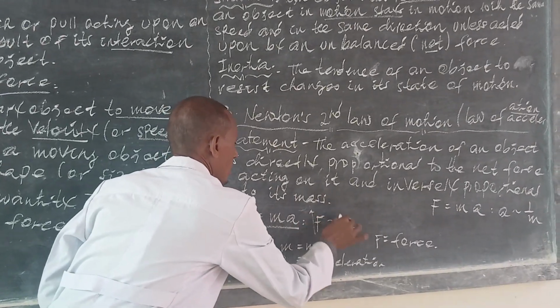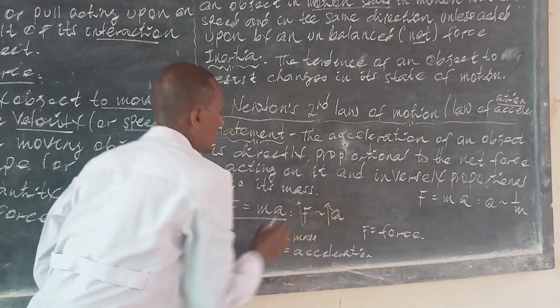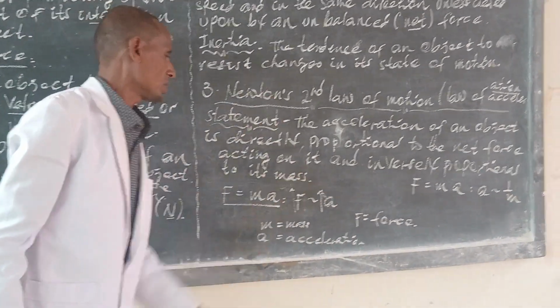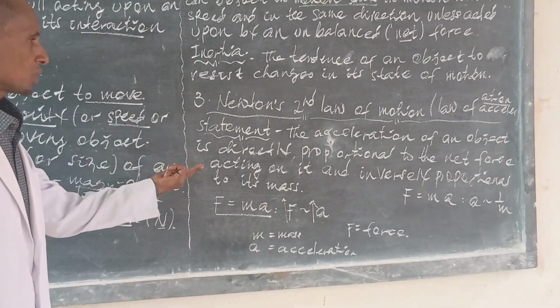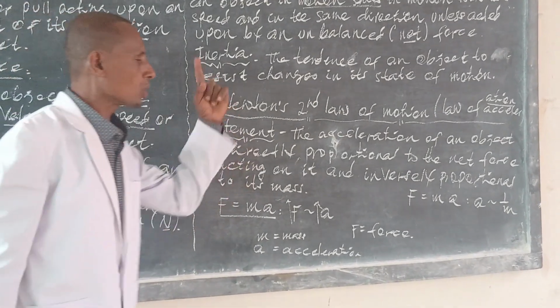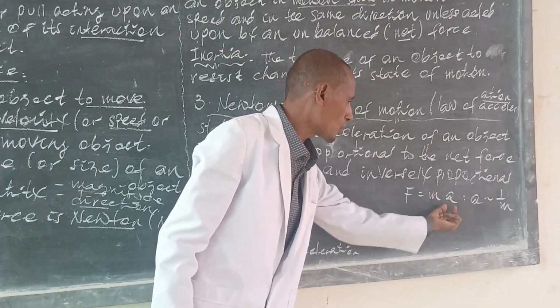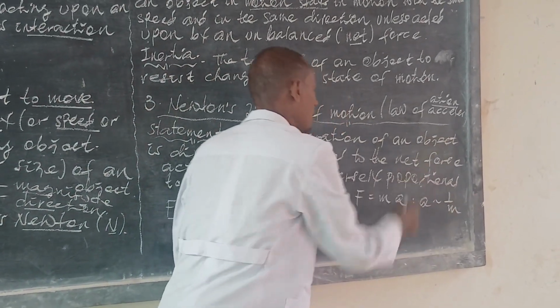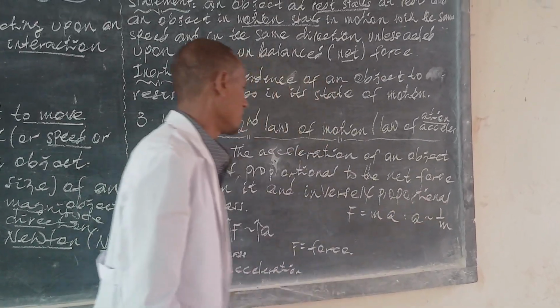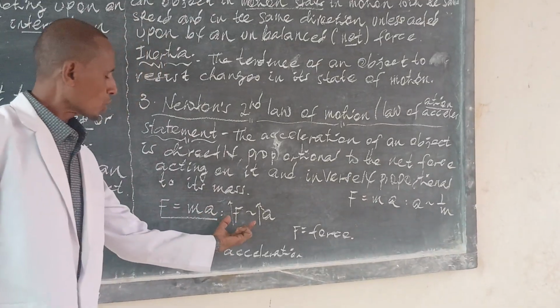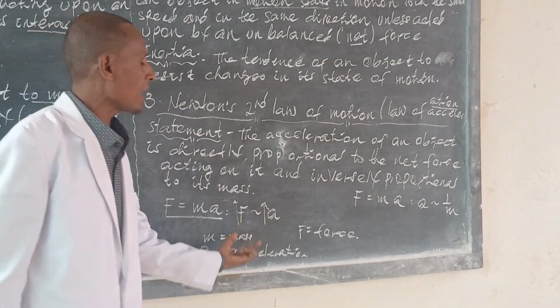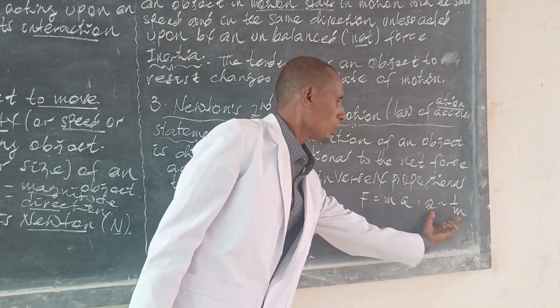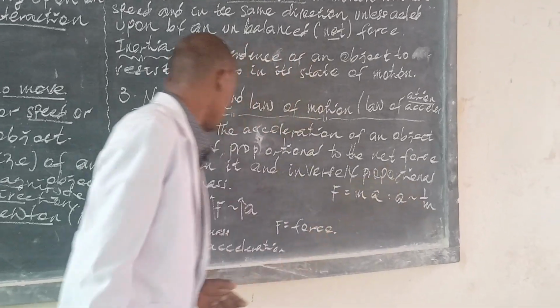It's just like this one. For a constant mass, when mass is increased, acceleration decreases. The reverse of this one: for a constant force, when the mass increases, acceleration decreases. There is a direct proportion between force and acceleration, and an inverse proportion between acceleration and mass.